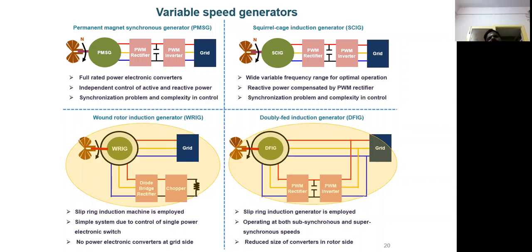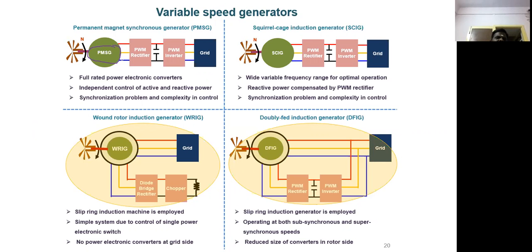Coming to the variable speed generators. The variable speed generators are the permanent magnet synchronous generator, squirrel cage induction generator, wound rotor induction generator, and doubly fed induction generator. Let us consider the permanent magnet synchronous generator. These generators are famous for low and medium wind applications.